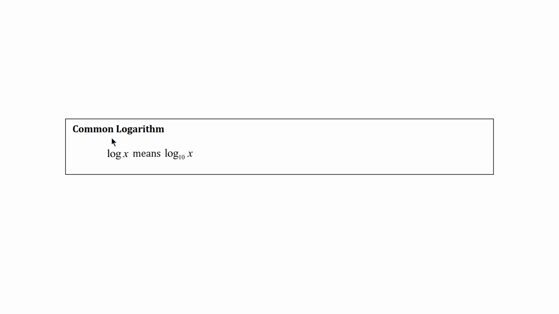First, we have the common logarithm. It states here log of x means log base 10 of x. So whenever you see a logarithm without a base, it's understood that the logarithm is common log with a base of 10.